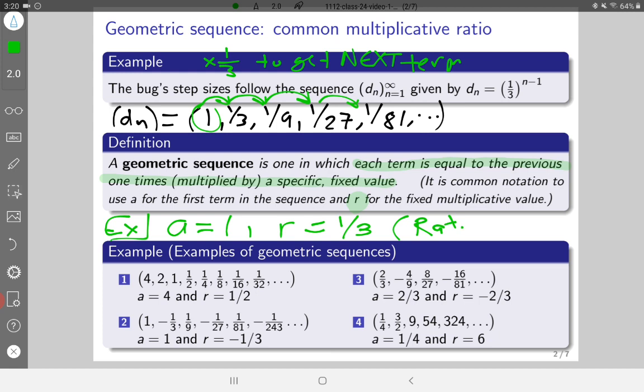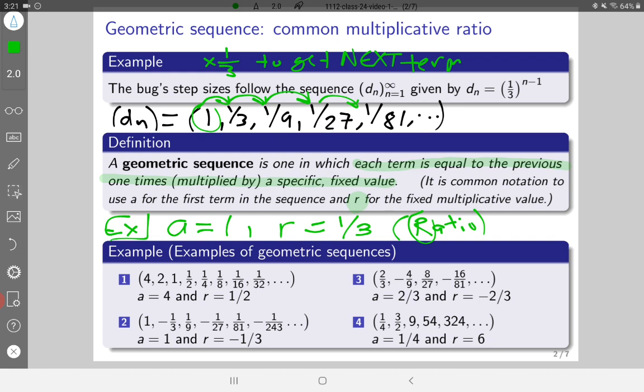And you can think of that r as coming from r for ratio, in the sense that the ratio between successive terms is always a factor of 1/3. And that's never changing. Here are some other examples of geometric sequences down at the bottom. For each of them, I've provided the a, the starting value, and the r, the ratio, the multiplicative value, just so you can see them and better understand this definition.